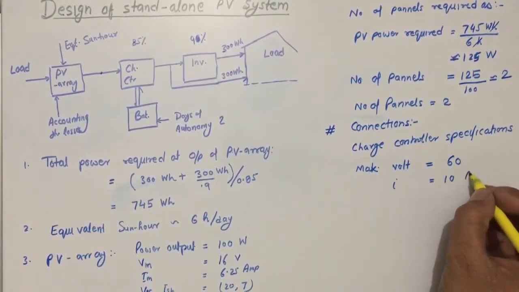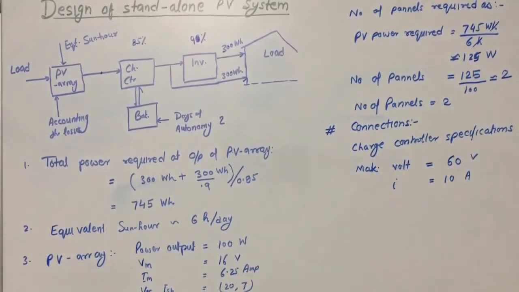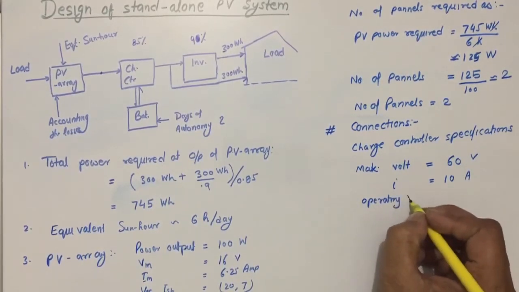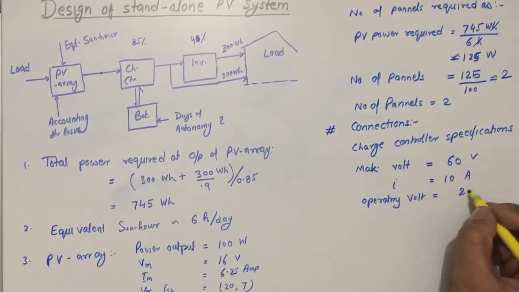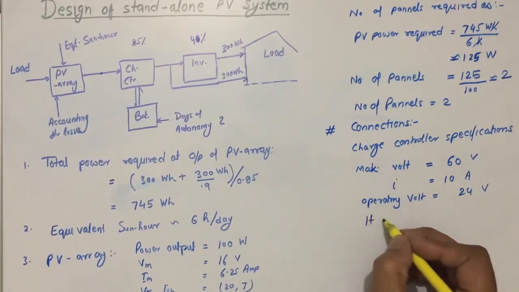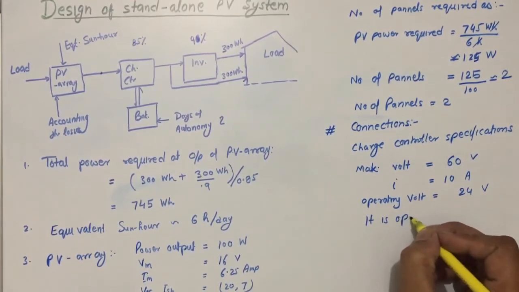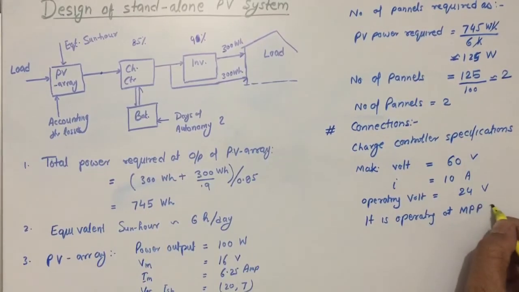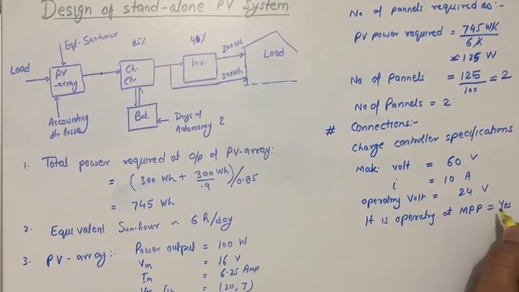for example, given as 10 ampere, and the operating voltage is given as 24 volt, and it is operating at maximum power point. Yes, it is operating at that. And if we know this, then we can decide from here either the panels are connected in series or parallel.